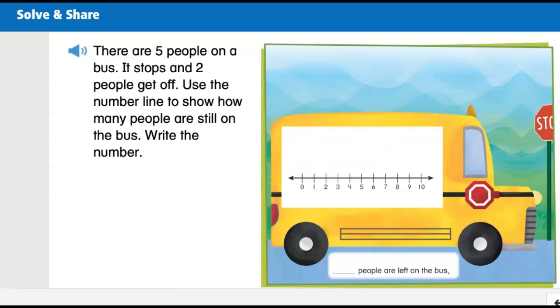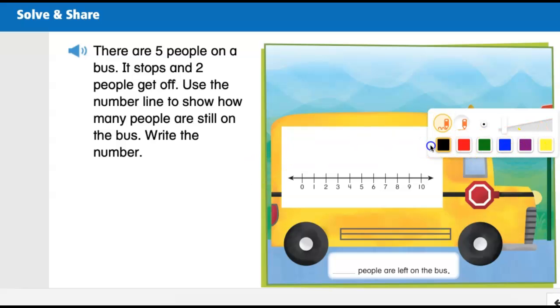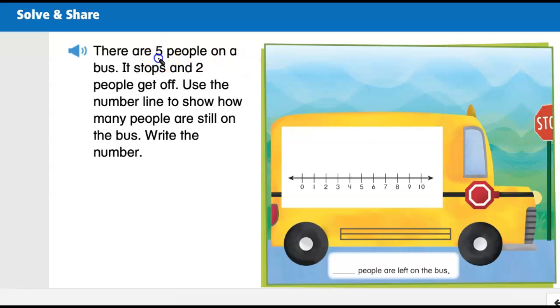Okay, so it says there are 5 people on a bus. It stops and 2 people get off. So it wants us to show how many people are still on the bus and write the number. So boys and girls, again, if you don't have a number line drawn on your paper, you can just make X's. That would be okay.